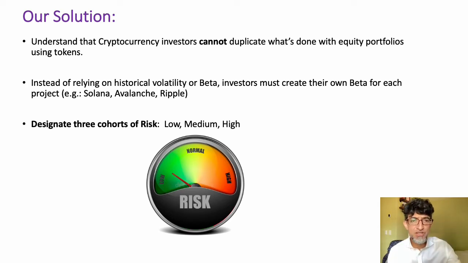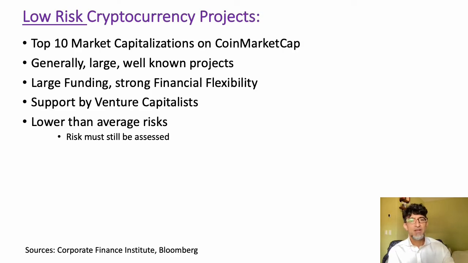So what I think we should do is designate 3 cohorts of risk, or 3 tranches of risk: low, medium, and high. So here's how I'm going to designate those cohorts of risk. I'm going to make all the top 10 coins low risk. And these are the projects that we all know of.